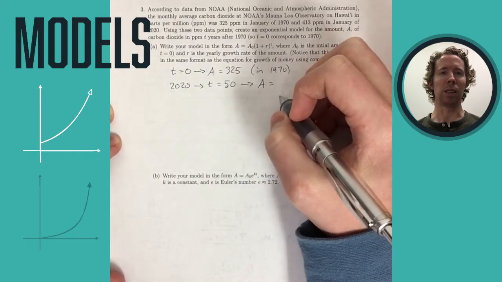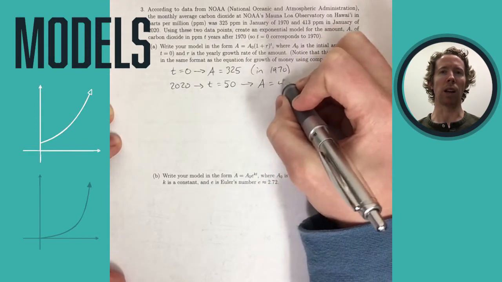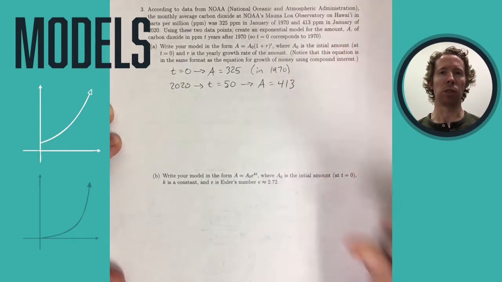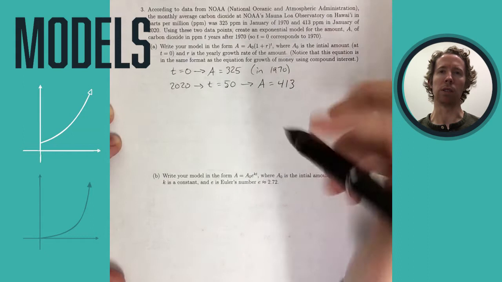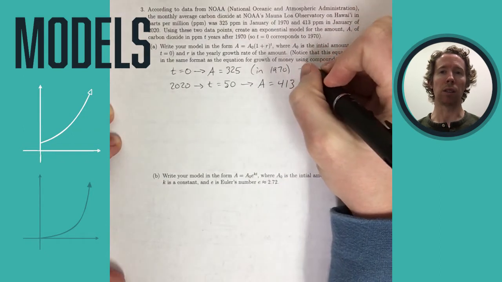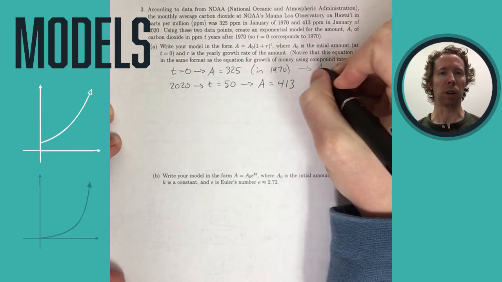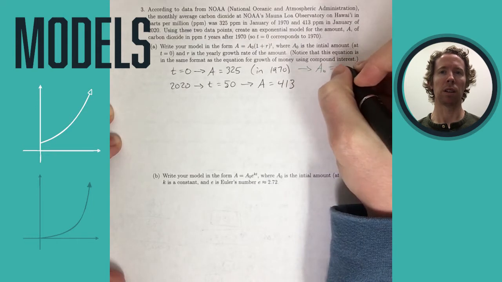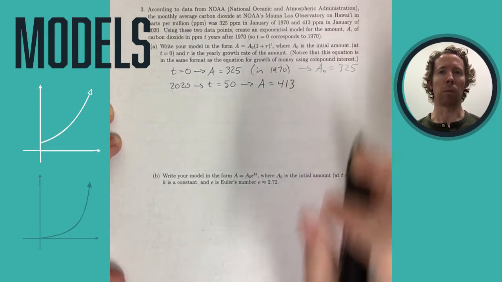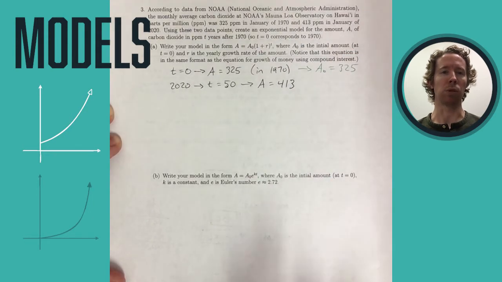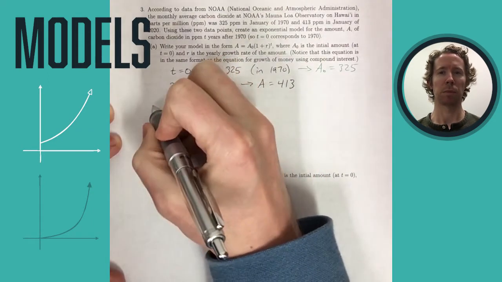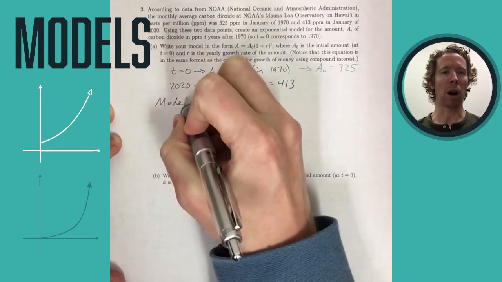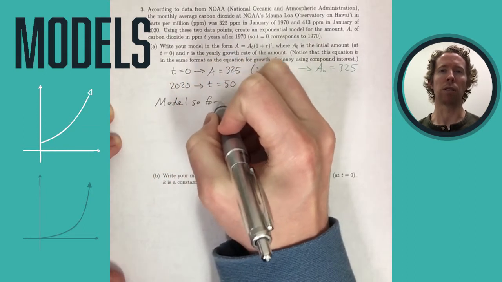Since we know what A0 is, we can go ahead and start writing down our model. It's usually A equals A0 times (1 plus r) to the t. A0 here is 325 because we're starting in 1970. So our model says A equals 325 times (1 plus r) to the t. And to finish up the model, all you need to do is find r, the rate.